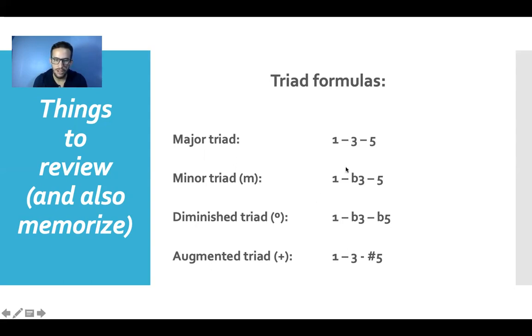This is something that you have to memorize. Okay, major triad 1-3-5, no flats, no sharps. Minor triad, only one flat on the third. Diminished triad, you have again the flat third, but also the flat 5. And the augmented triad is only one sharp on the 5. Okay, so you have to memorize this again. So you have 7 triads to memorize plus 4 formulas to memorize. That's 11 things that you are going to have to memorize. Good. Let's continue.